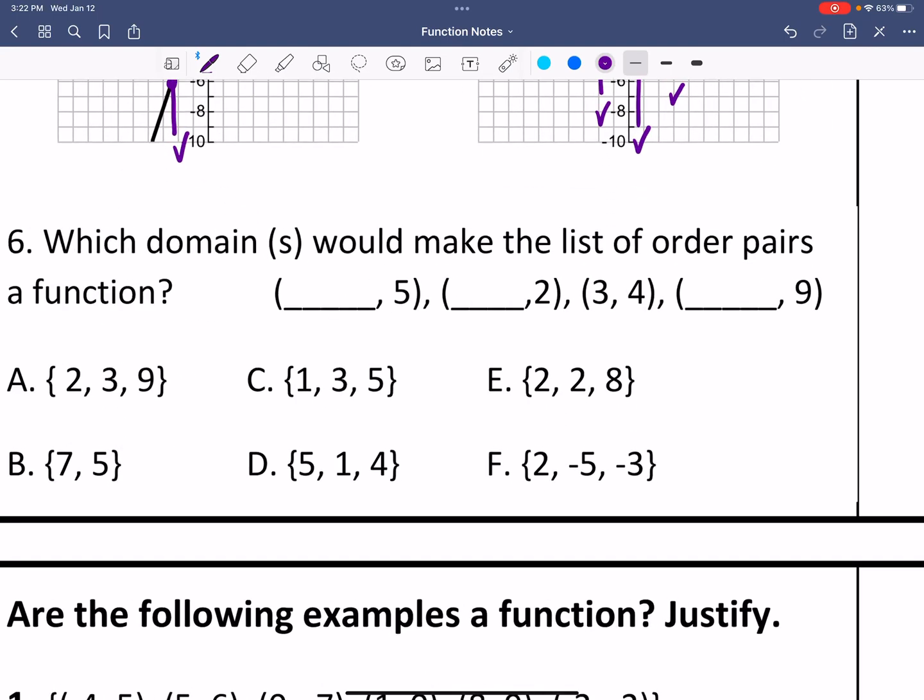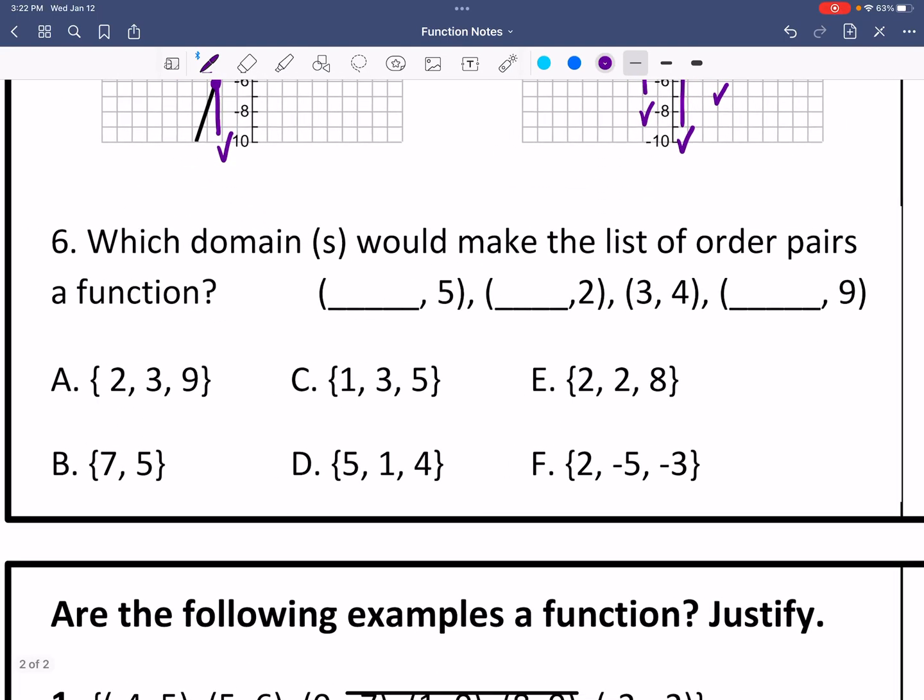Okay, number 6 says, which domain would make the list of ordered pairs a function? So here, the only value that they have given us is 3. So I'm trying to look at my answer choices at the bottom and determine which ones would make this a function. So if I look at A, they've given me the values 2, 3, and 9. If I were to put these values into my ordered pairs here, this 3 would make this not a function because they have already given me a value of 3. So we can go ahead and cross out A.